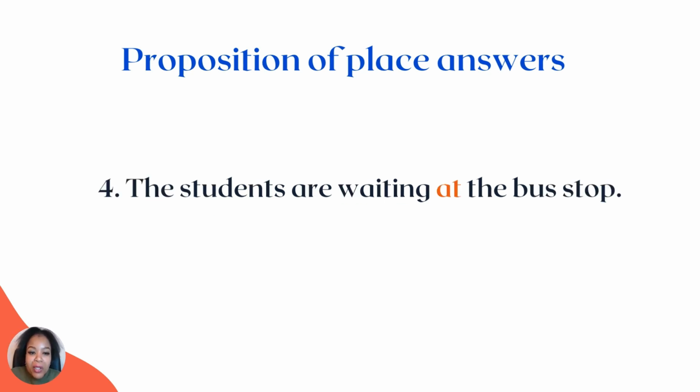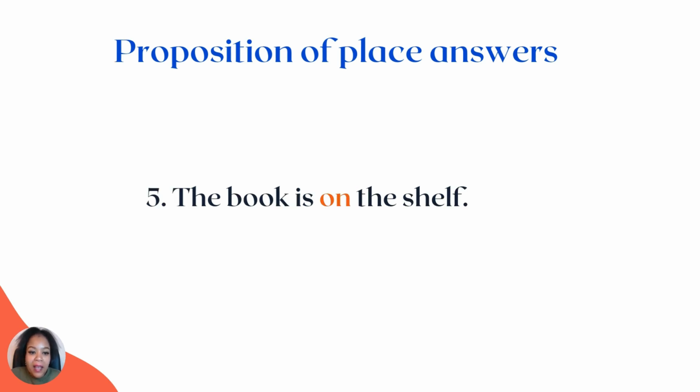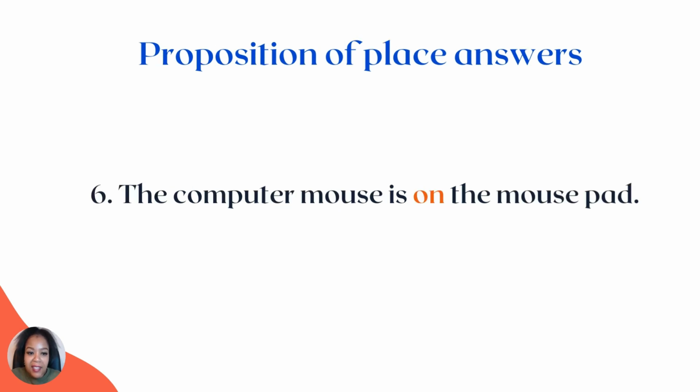Question number 4. Students are waiting at the bus stop. Like we said before, the bus stop is a location or a specific point. So for this reason, we use at as the correct preposition. The book is on the shelf. The shelf is a surface, and that's why we use on for this sentence.